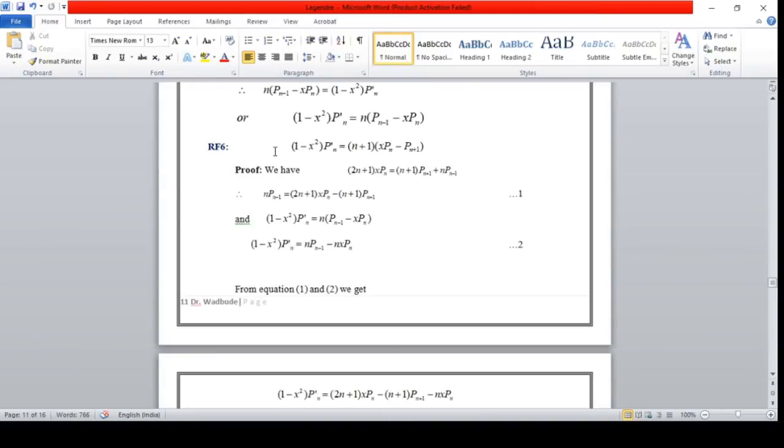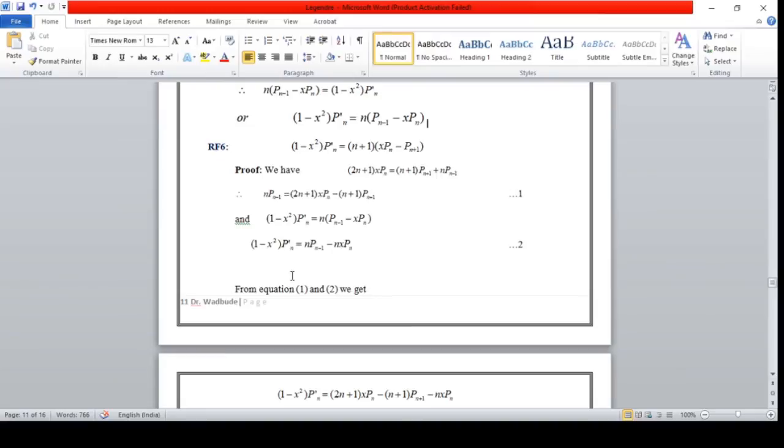Now sixth number, 1 minus x square P dash n is equal to n plus 1 x Pn minus Pn plus 1. Fifth and sixth are similar. We have again the first recurrence formula, twice n plus 1 x Pn is equal to n plus 1 Pn plus 1 plus n Pn minus 1. Therefore now rearrange n minus 1 and side change, twice n plus 1 x Pn minus n plus 1 Pn plus 1 is equal to n Pn minus 1.